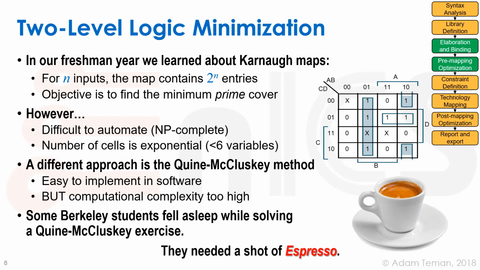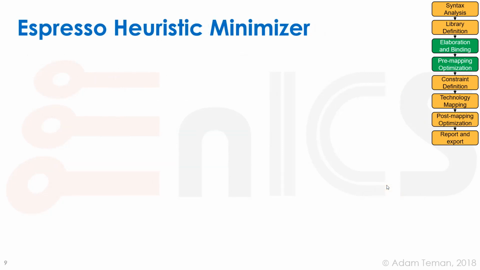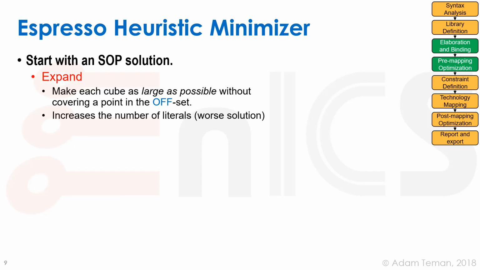So some Berkeley students were falling asleep while trying to solve a Quine-McCluskey exercise, and they really needed a shot of espresso. And they invented this Espresso heuristic minimizer. The Espresso heuristic minimizer is the primary tool used for two-level logic minimization, and it starts with the sum of products solution, which we saw we can arrive at pretty easily between the inputs to our combinational cloud and the outputs from our combinational cloud.